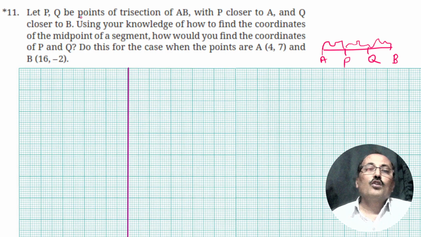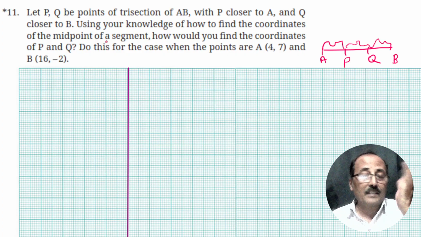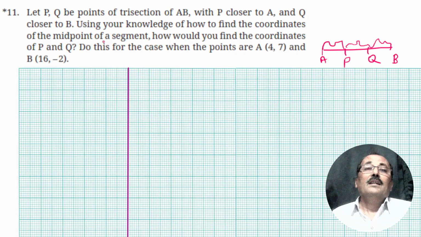Let P, Q be the points of trisection of AB with P closer to A and Q closer to B. Using your knowledge of how to find the coordinates of the midpoint, yes, the previous question we have done, midpoint of a segment, how would you find the coordinates of P and Q? Do this for the case when the points are A (4, 7) and B (16, -2). A and B are given. Okay, no problem.